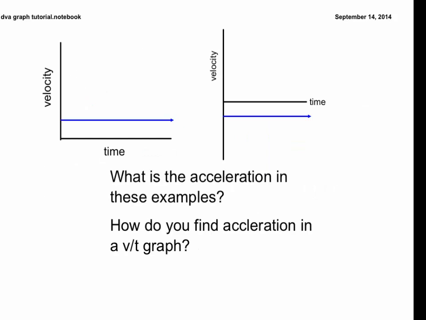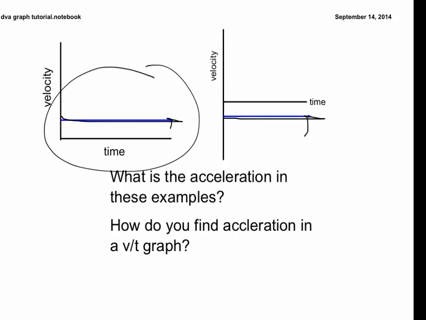What do these graphs both have in common? Well, of course, they both have in common that the velocities are constant. Both straight across. In this example, it's positive, so the object is moving away. This example, it's negative, so this object is moving closer to some position.